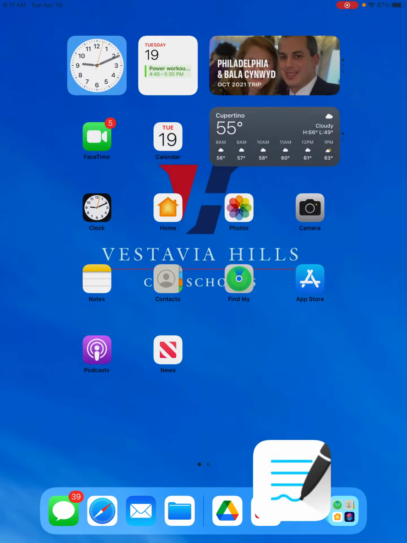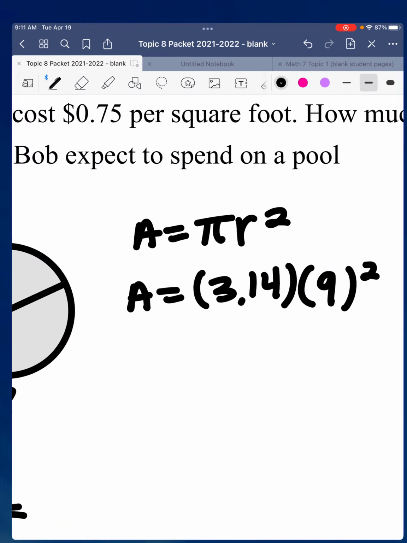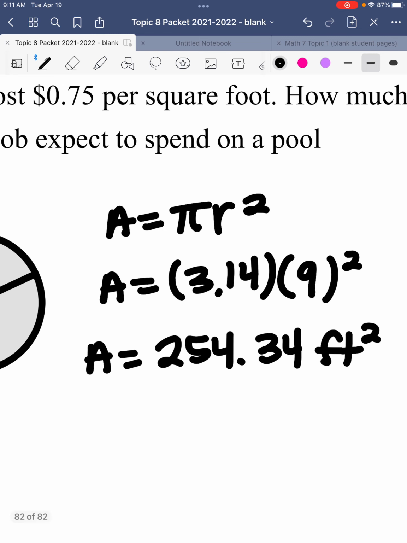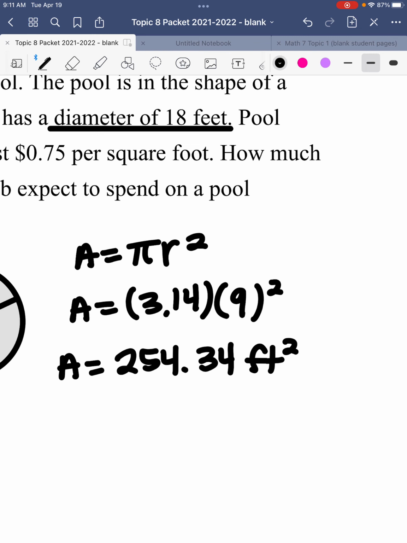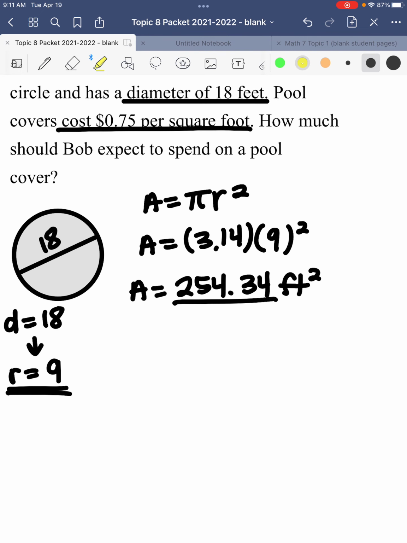Let's take that to our calculator. So 3.14 times 9, square that 9, and I get 254.34. So the area is 254.34 square feet, right? Now, that's not our answer because we want to know how much should he expect to spend on the pool cover. We know that the cover costs 75 cents per square foot, and we know the amount of square feet, right? So I'm just going to multiply those two values together. So I'm multiplying this value with that value.